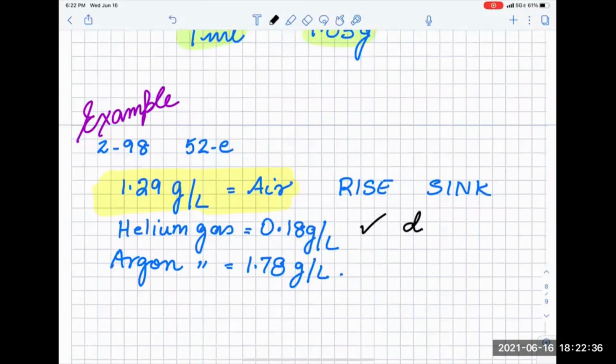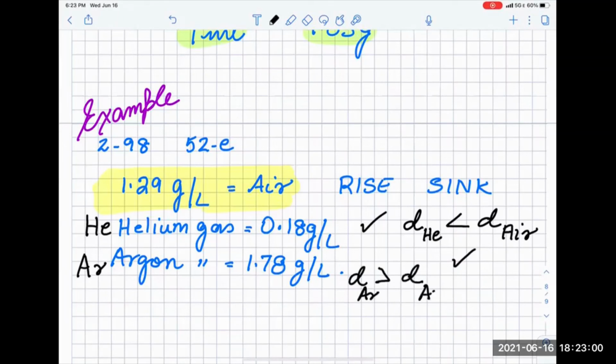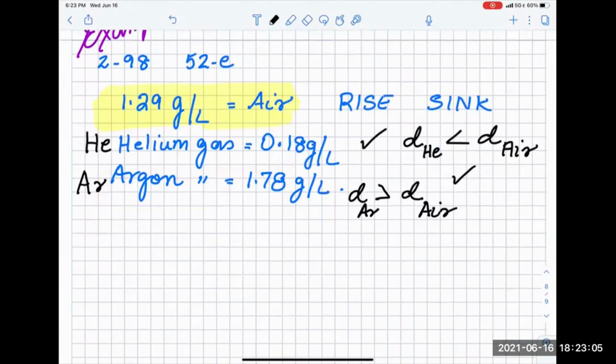Helium is He, argon is Ar, okay? So the density of helium is less than the density of air. So it will float. It will rise high. But argon is going to sink because the density of argon is more than the density of air. Okay, so that's one way. Similarly, you will be looking at water and oil and those things. Let us see.